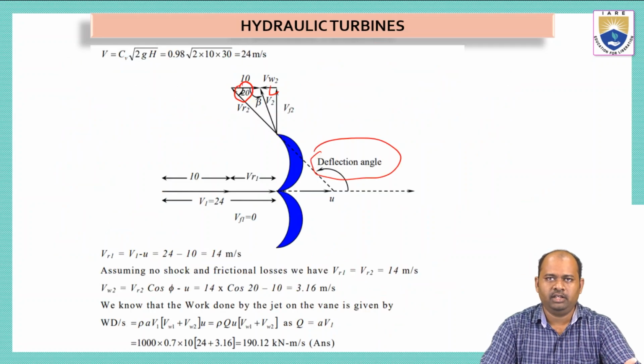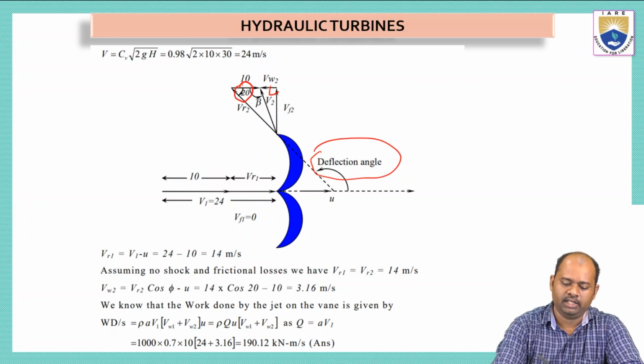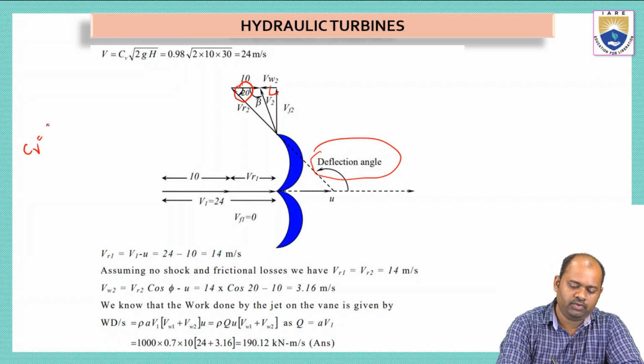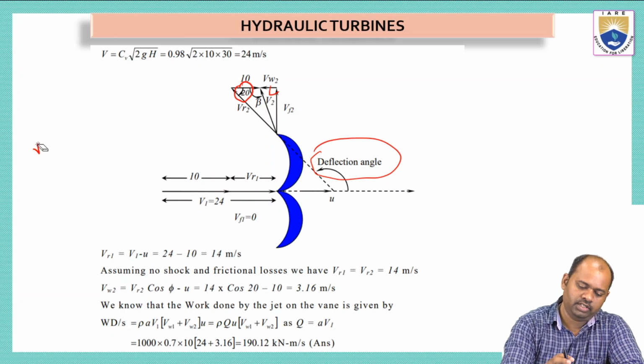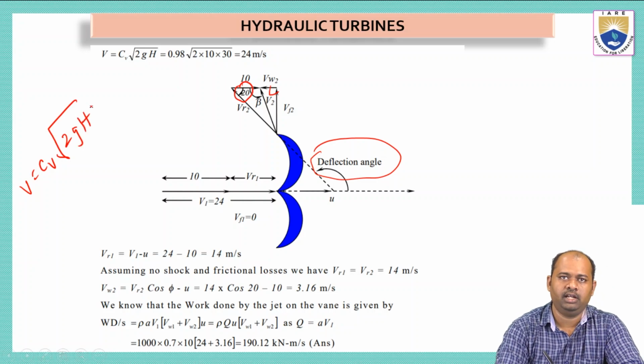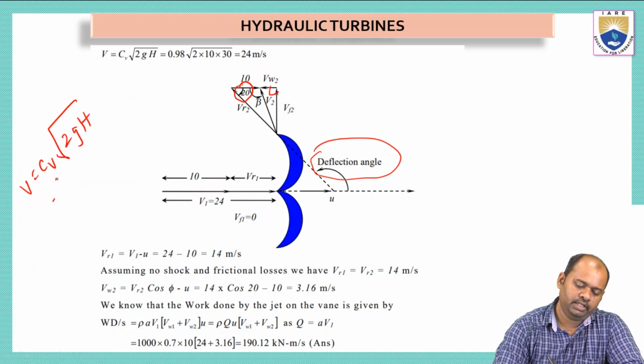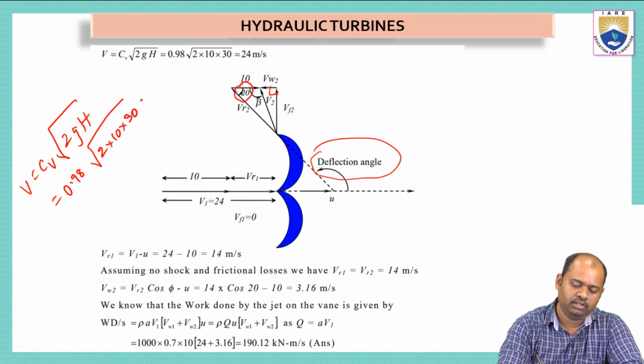Now similar to the previous problem, we have to calculate the velocity. Velocity is equal to Cv times root over 2 times gravity multiplied by head. So here Cv is nothing but 0.98, it is given in the question. 2 times gravity is taken as 10 and head is taken as 30. So the value of the initial velocity of water is 24 meters per second.